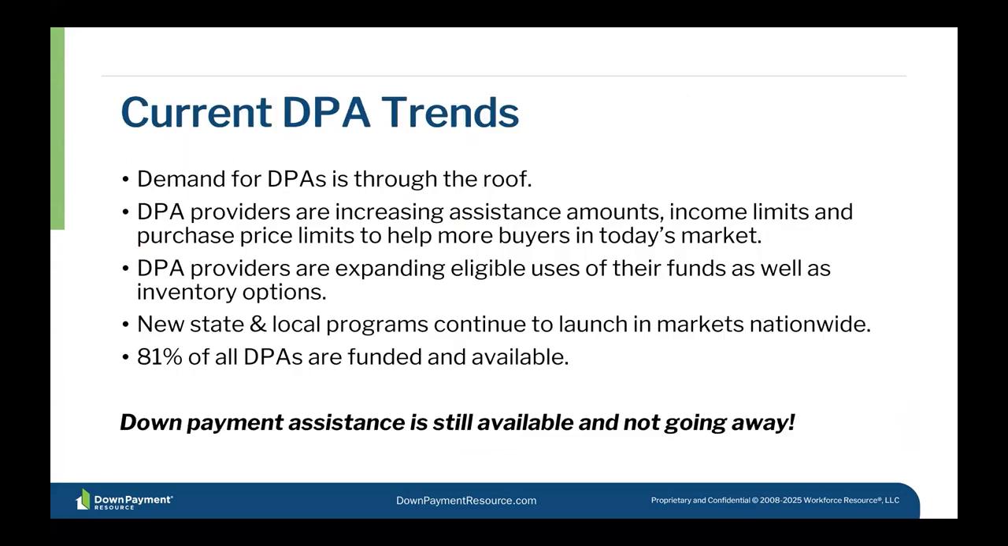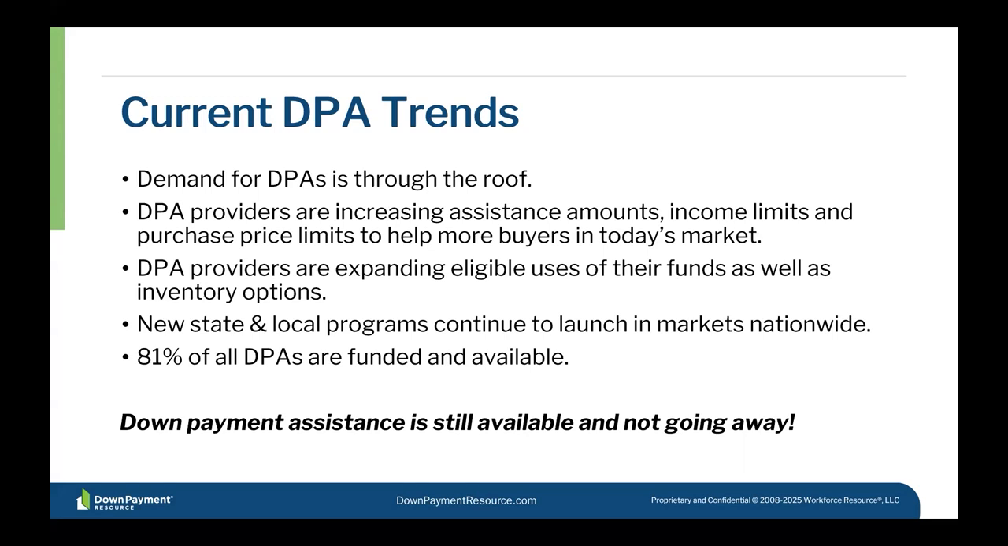So let's take stock of the current DPA trends in the US. Currently, demand for DPAs is absolutely through the roof. DPA providers are increasing assistance amounts, income limits, and purchase price limits to help more buyers in today's market. DPA providers are expanding the eligible uses of their funds as well as inventory options also.